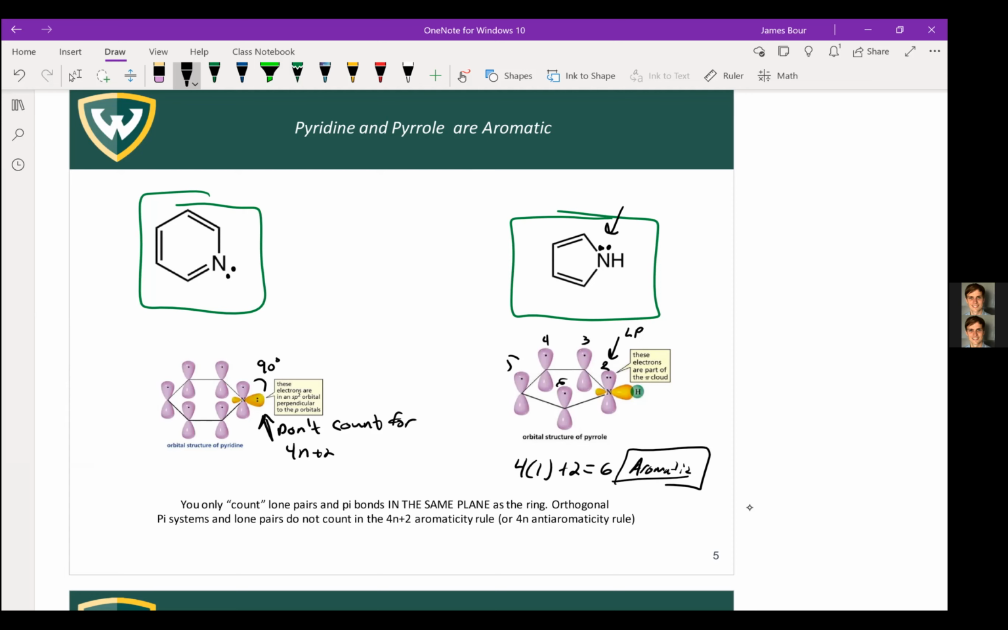So is pyridine aromatic still? Well, yes, it is. We have 2 pi electrons from this one, 2 pi here, 2 pi. These are both 6 pi aromatic molecules. However, we have to be careful about how we count lone pairs.